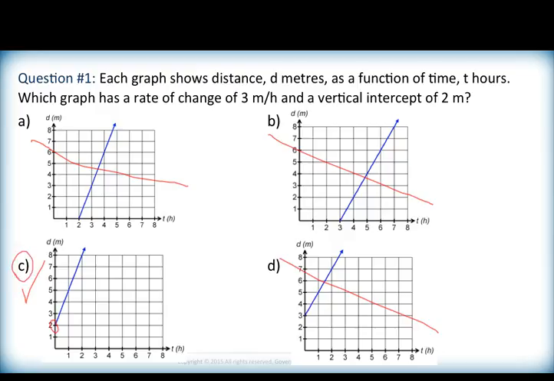We have an increasing graph with a positive rate of change of 3 meters per hour and a vertical intercept of 2 meters.